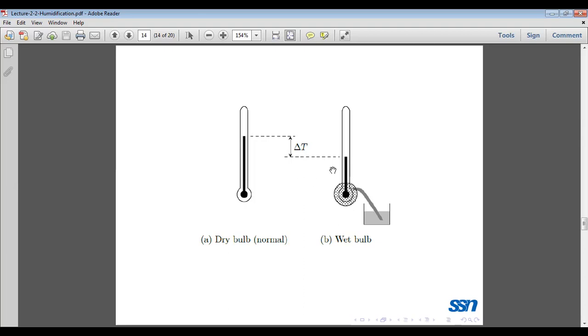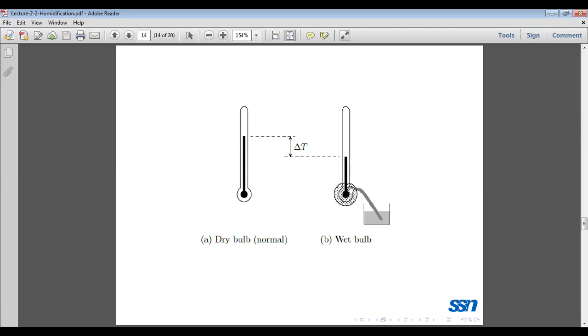So what is happening is that in the winter season the air will already be saturated, nearly about 90-95%, or you will immediately get rain also. That means, what is the meaning of rain? If you see rain, this air is fully saturated. So if the air is already fully saturated, this dry bulb temperature will also be the same as the wet bulb temperature, because there is no need for this water to vaporize into the air.